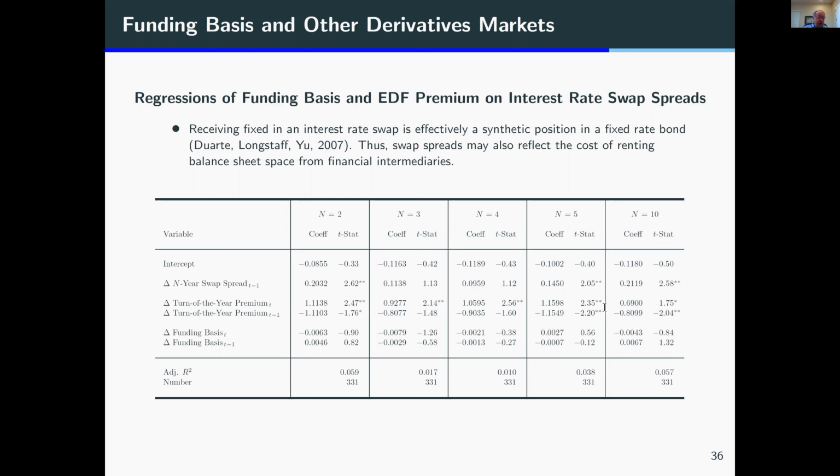So what we do here is simply look at changes in swap spreads and regress them on changes in the funding basis and on the turn of the year premium. Here, admittedly, the funding basis doesn't seem to be all that significant. But instead, the turn of the year premium, this more generic Eurodollar market-based measure, seems to be consistently positively related to at least the contemporaneous change in interest rate swap spreads. So that seems to get some support.